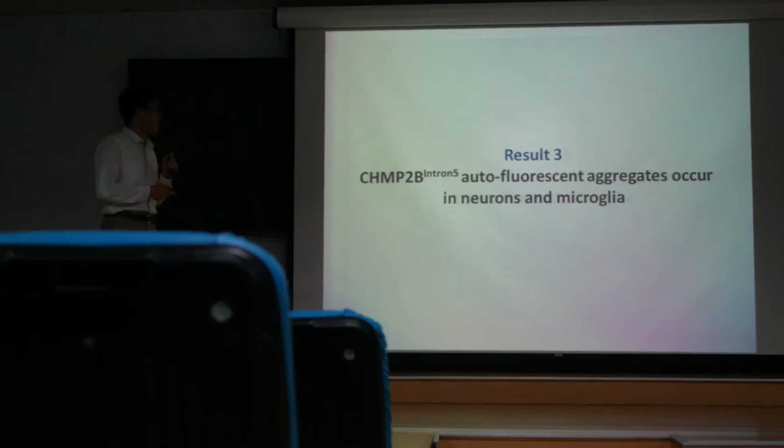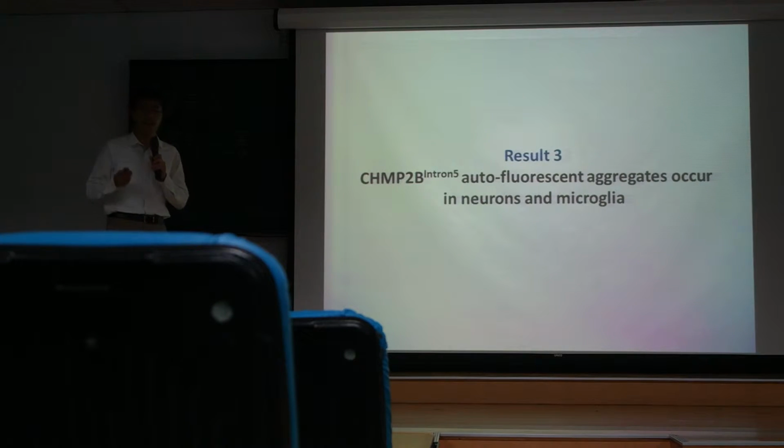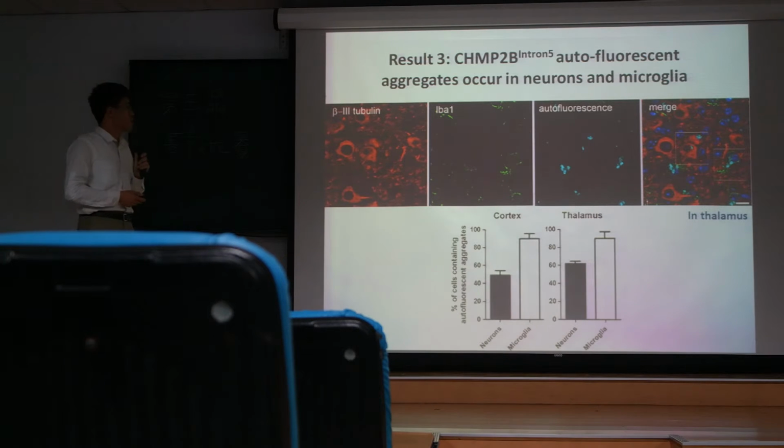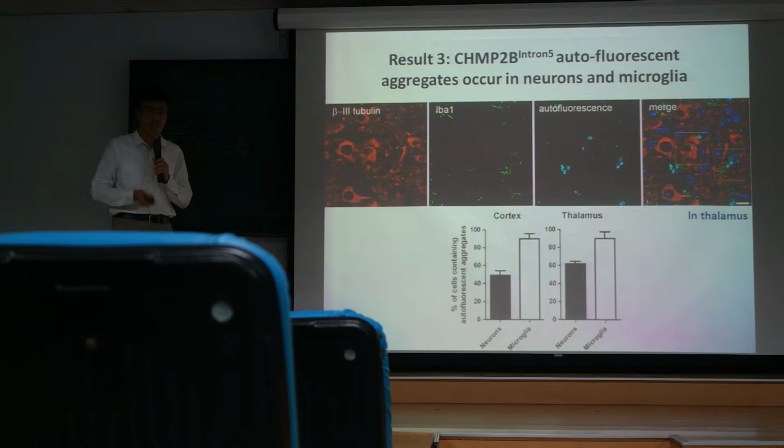And thirdly, the author wants to identify the specific location of the autofluorescent aggregates in the CAMK2B mutation. So he used markers to mark the neurons and microglia respectively, with tubulin and IBA1. In the merged images, there is high colocalization between the autofluorescence and those cell types. Especially in microglia, nearly 90% of microglia contain this kind of autofluorescent aggregates.